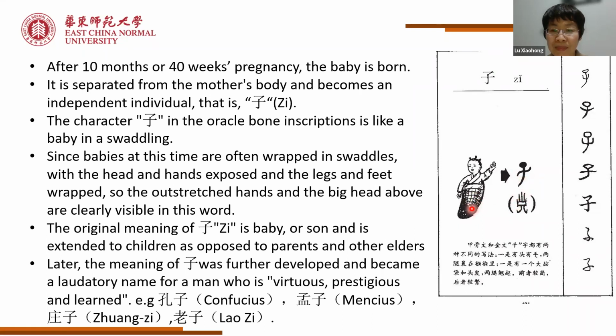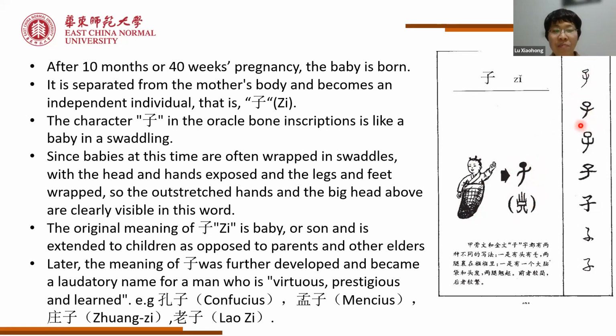So this is the swaddling. Here you can see the head is big. And this is another way of writing in oracle bone inscription: the hair, the head, and the legs. Since babies at this time are often wrapped in swaddles, with the head and the hands exposed and the legs and the feet wrapped, the outstretched hands and the big head above are clearly seen in this word. This is the word we can see in the oracle bone inscription. The same here.